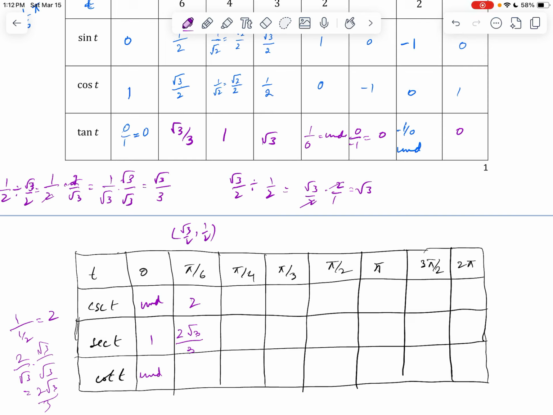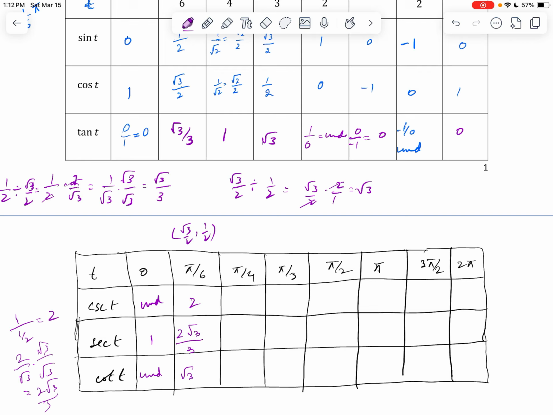Cotangent will be x over y, so we will get just square root of 3. Pi over 4, the secant will be 1 over y. Y is square root of 2 over 2.